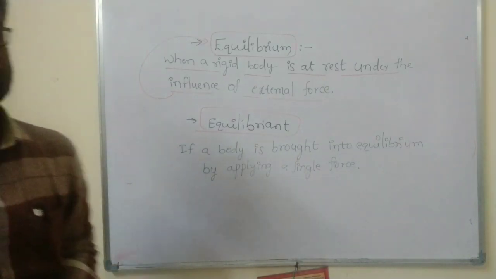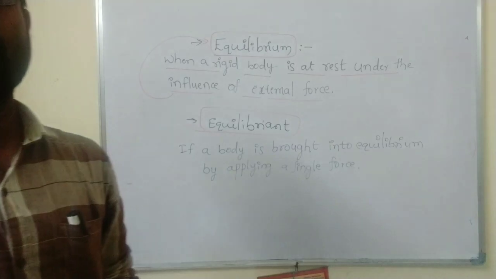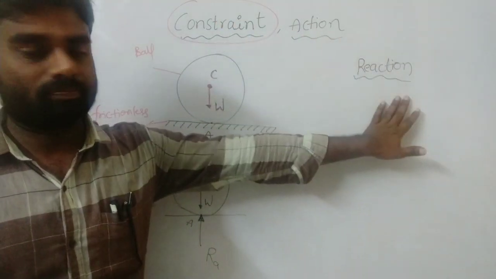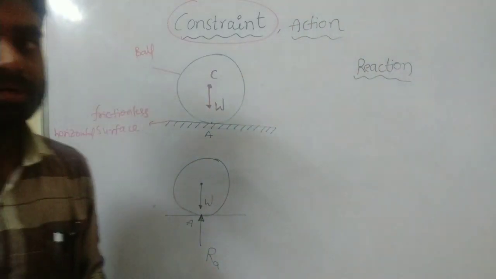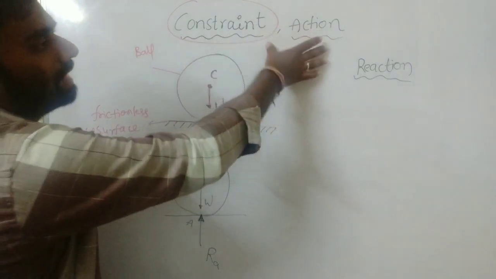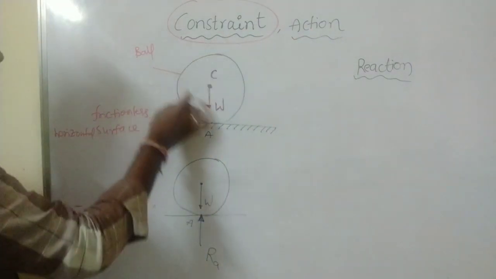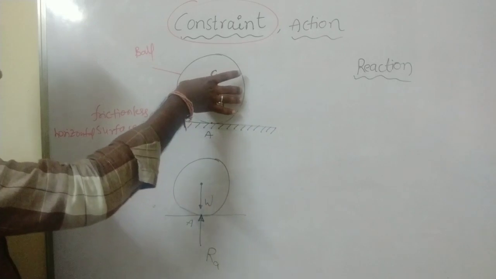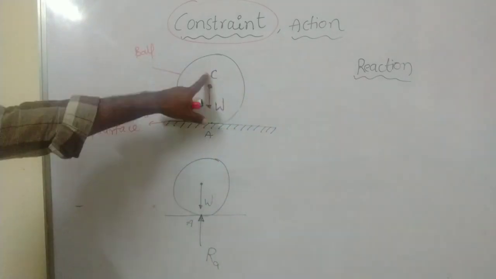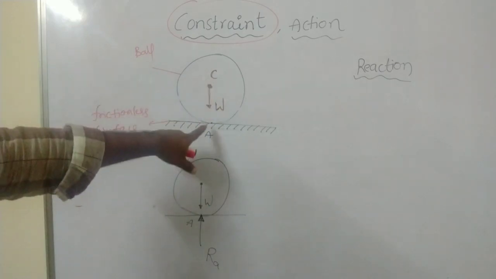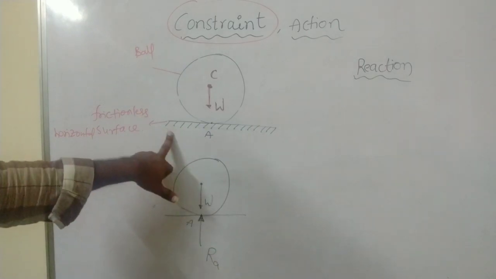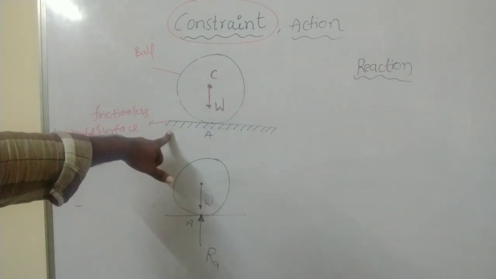So these two definitions are very important. The next topic is constraint, action and reaction. What is the meaning of constraint, and what is the meaning of action and reaction? Now consider one ball. This ball is resting on a frictionless horizontal surface. C is the center point of the ball, and W is the weight of the ball. This is the frictionless horizontal surface.